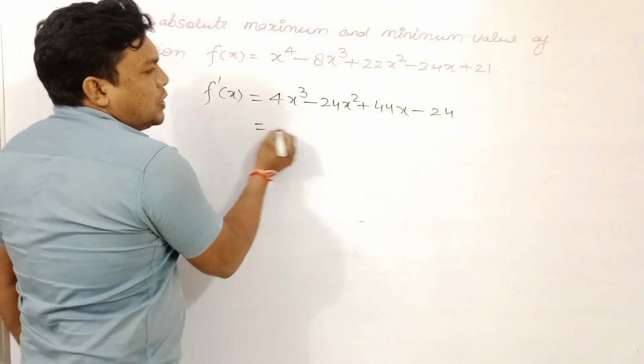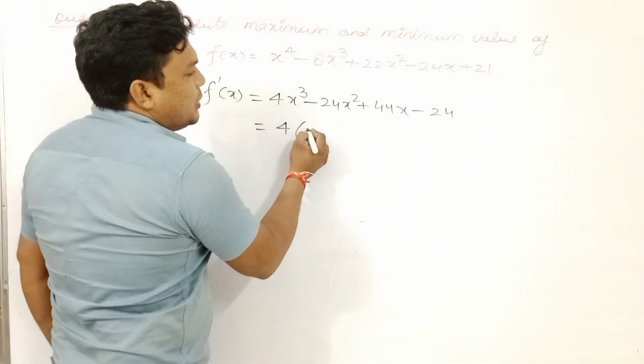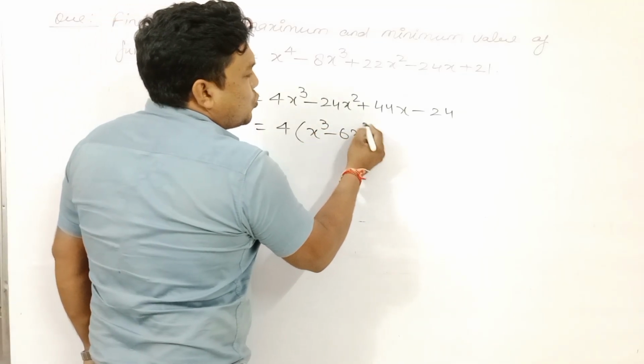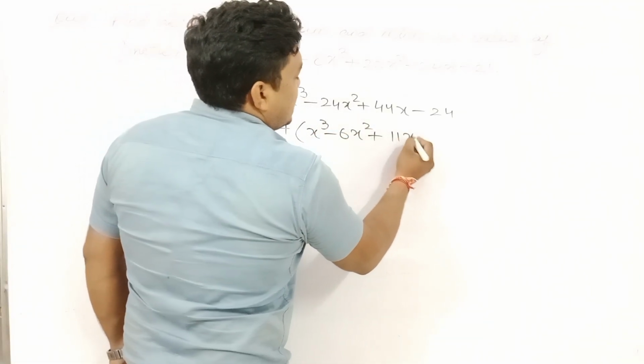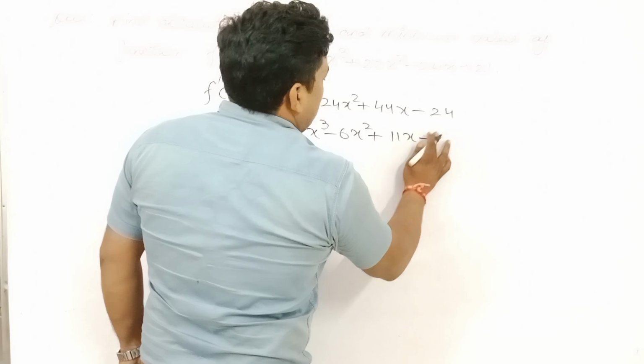This is a cubic equation. So we can take 4 common. So what will it be? X cube minus 6x square plus 11x minus 6.